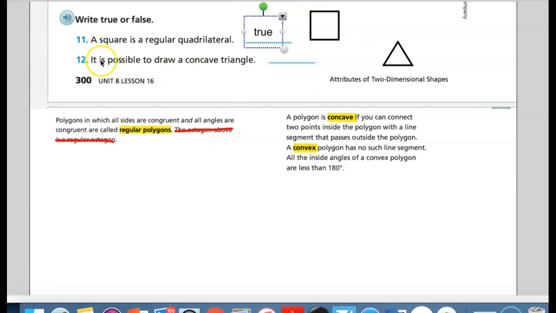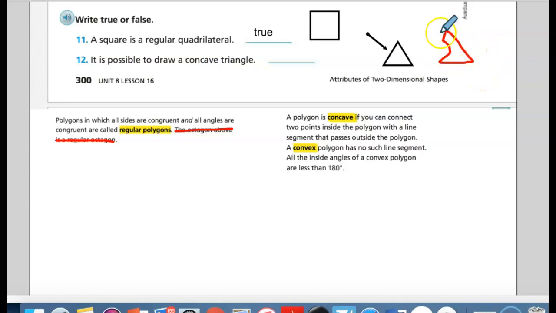All right, so how about 12? Is it possible to draw a concave triangle? And if you remember concave, it looks like there's an opening to go inside and be like, hey, I want to come inside your cave. Can you draw a triangle any way that's going to have a cave opening? Is that a triangle, boys and girls?